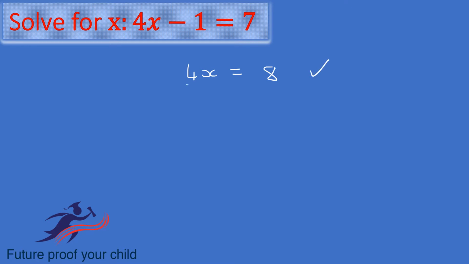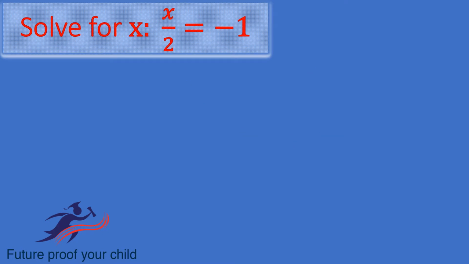Then to get x alone, we divide both sides by 4. The 4's cancel on the left, so you are left with x equals 8 divided by 4 is 2. 1 mark, so a total of 2 marks for this question.